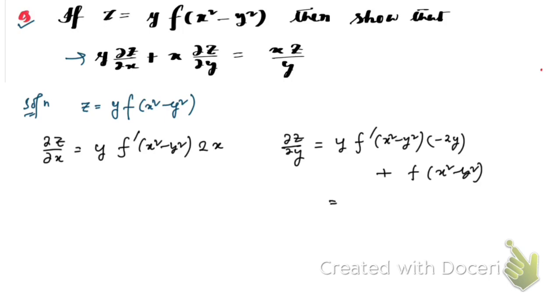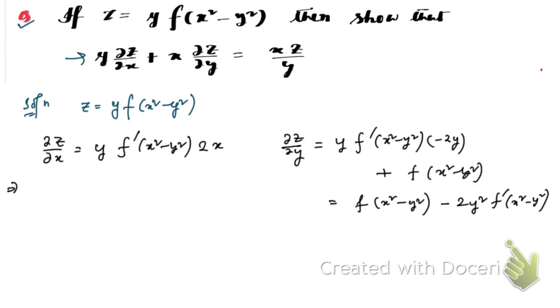So if you simplify this, you're going to get f of x square minus y square, and minus 2y square f dash of x square minus y square. That's what we have got, right. So hope you have understood this.